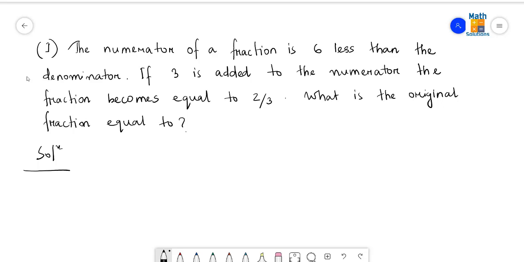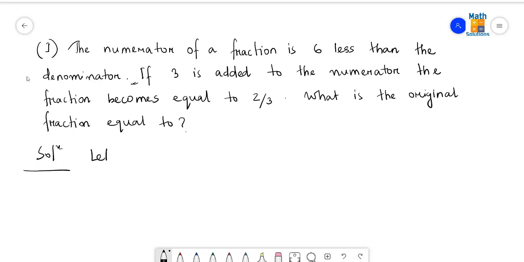Coming to the second part, if 3 is added to the numerator, the fraction becomes equal to 2 by 3. So this is the main condition. After that, what is given? What is the original fraction equal to? The first thing we have to consider is that the denominator should be x, so that the numerator results in x minus 6, because it is 6 less than the denominator.